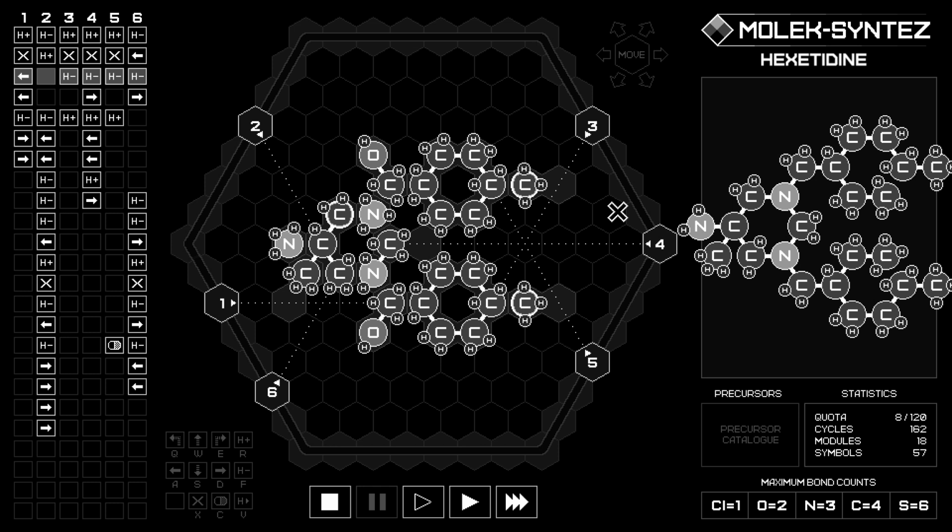And I urge you guys to copy the molecule that you see on your screen and in the code, and optimize the solution as best as you can to get it to less than 2,000 cycles. So I used 18 modules and 57 symbols in total to make this molecule happen, and that's really it when it comes to hexetidine.